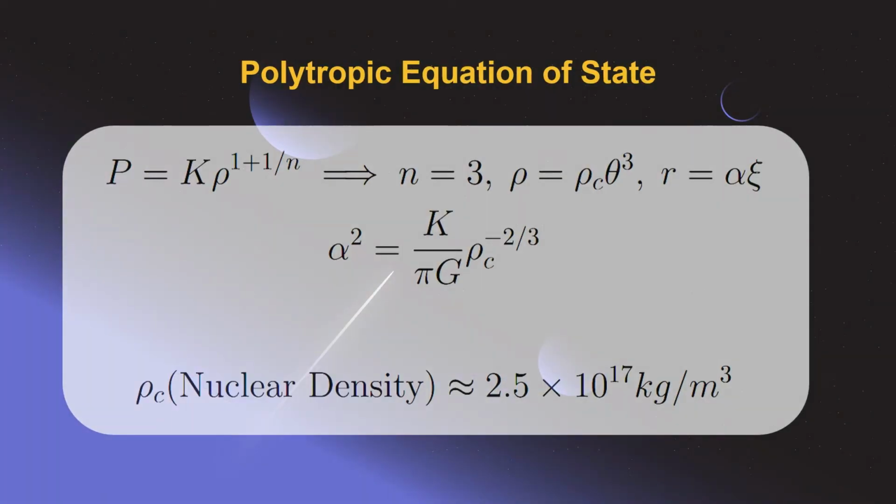At this stage, we compare this to our polytropic equation of state, which is P equals some constant multiplied by rho to the power 1 plus 1 by n, which gives us the value of n as 3, and we set the density rho as some central density, which we take as nuclear density, multiplied by theta cubed, and the radial distance r as some known constant alpha multiplied by a dimensionless variable xi.